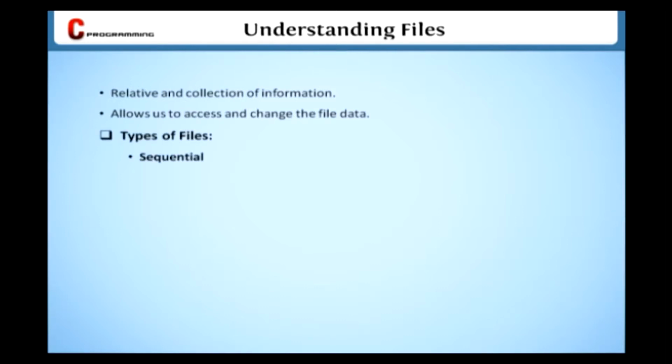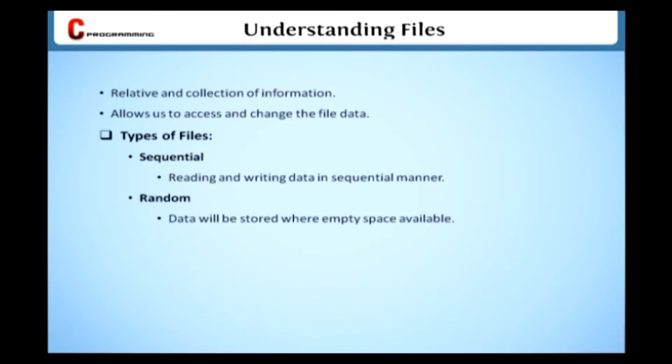Sequential files are processed by reading and writing sequentially, which means that the data will be stored and sought in consecutive order in the memory. In a random access file, the data will be stored where empty space is available, and the data will be sought by chance. Consequently, random access file operations will be carried out more quickly than sequential files.